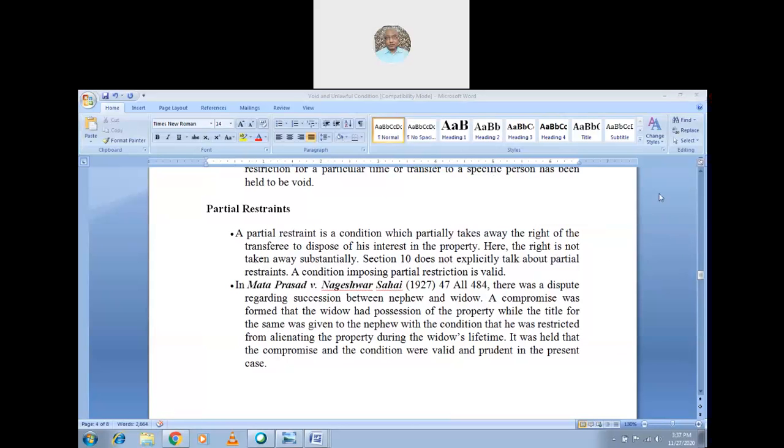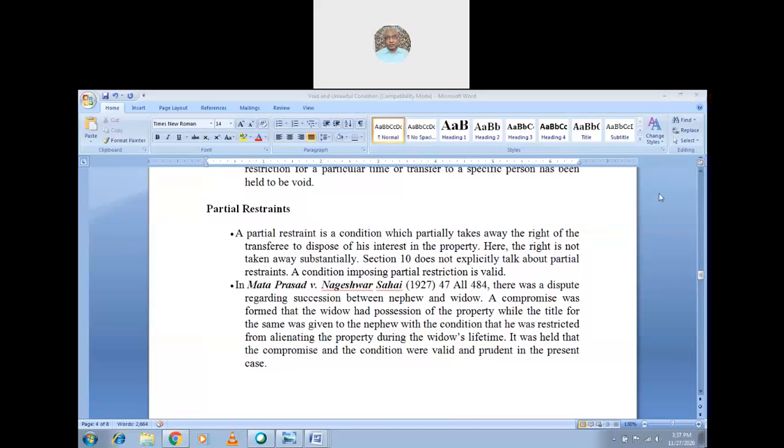It is a valid condition because the property should not go to other people. The reason is that if property is given only to those people, it should be restricted to that community only. Yes, that is about the absolute condition, which is void. Then we come to the matter of partial restraint. Let us see what partial restraint is, and how far it can be valid or not valid.